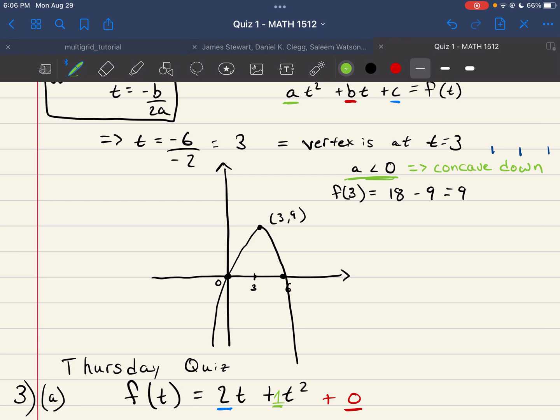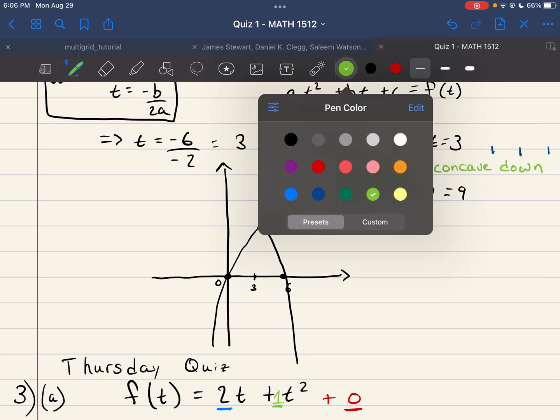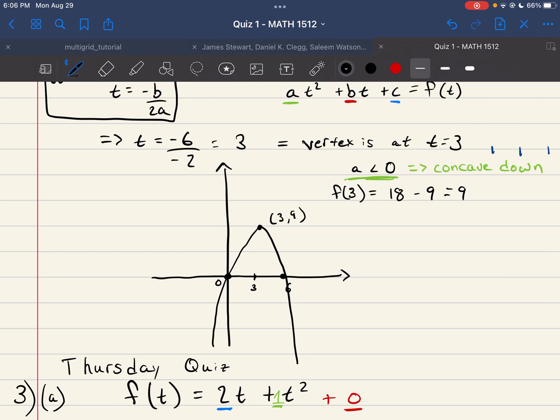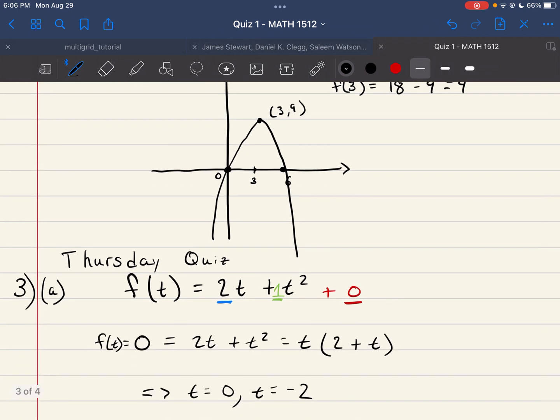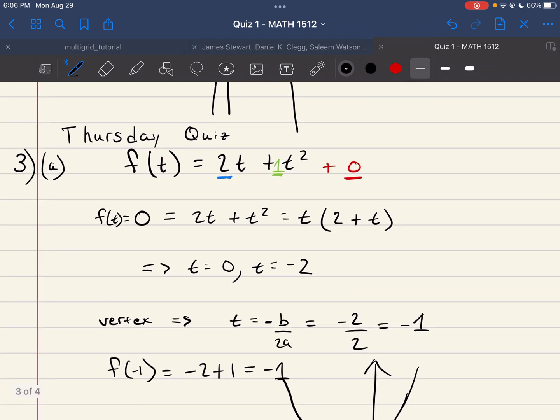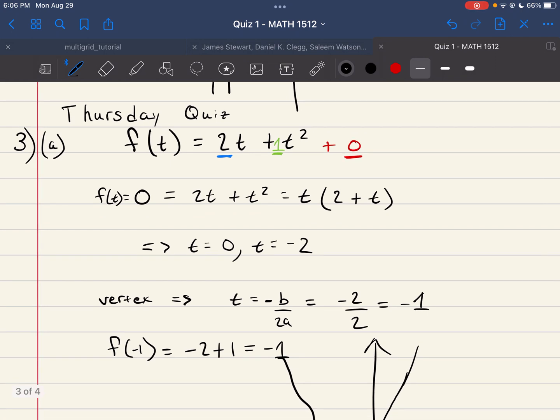Similarly, if we would have a positive a, we'd have something that's concave up. So that is our graph. Then going to 3a from the Thursday quiz, we're given that f of t was 2t plus t squared. So similarly, we can find those two intercepts.